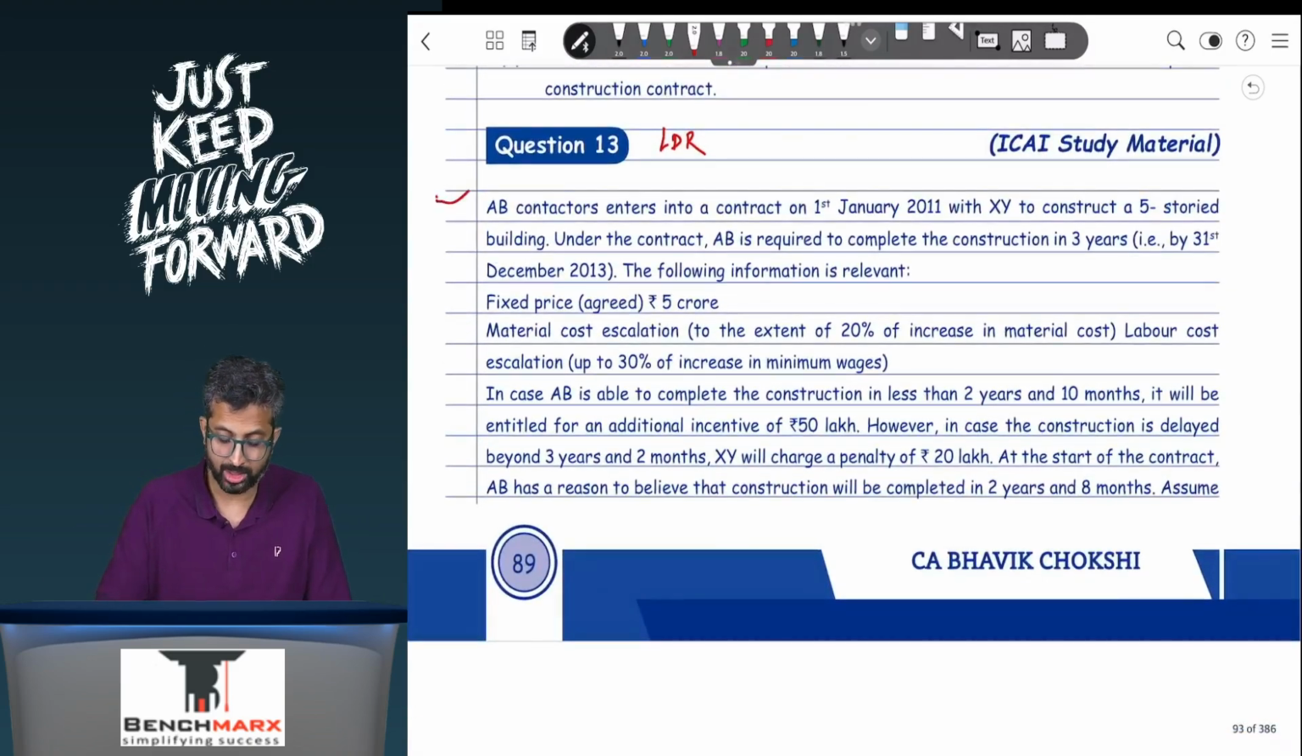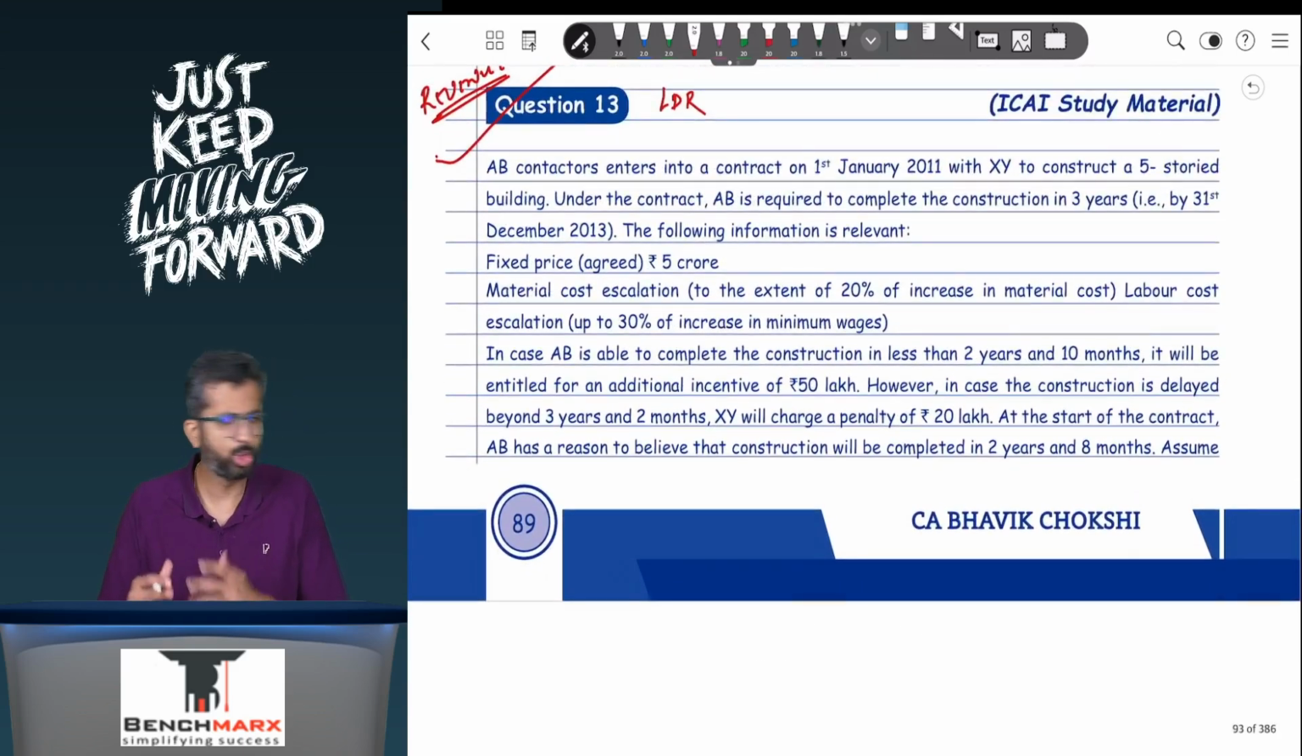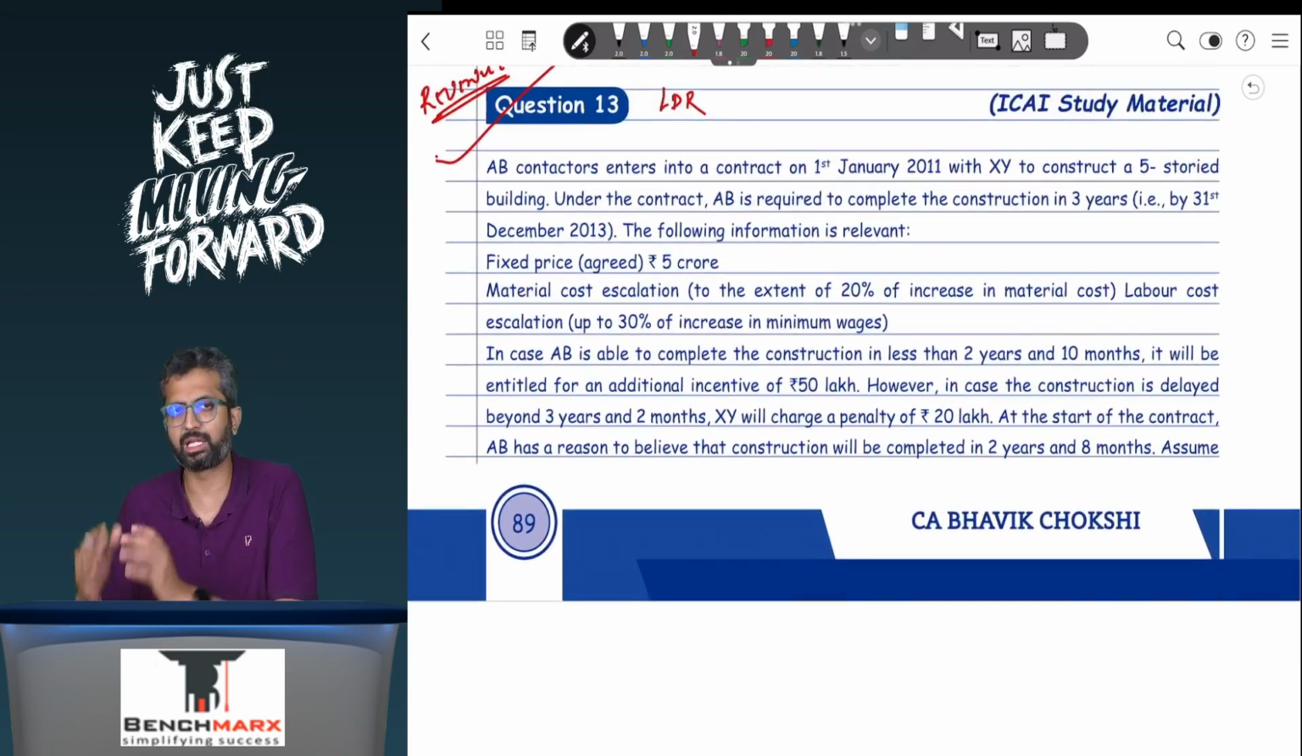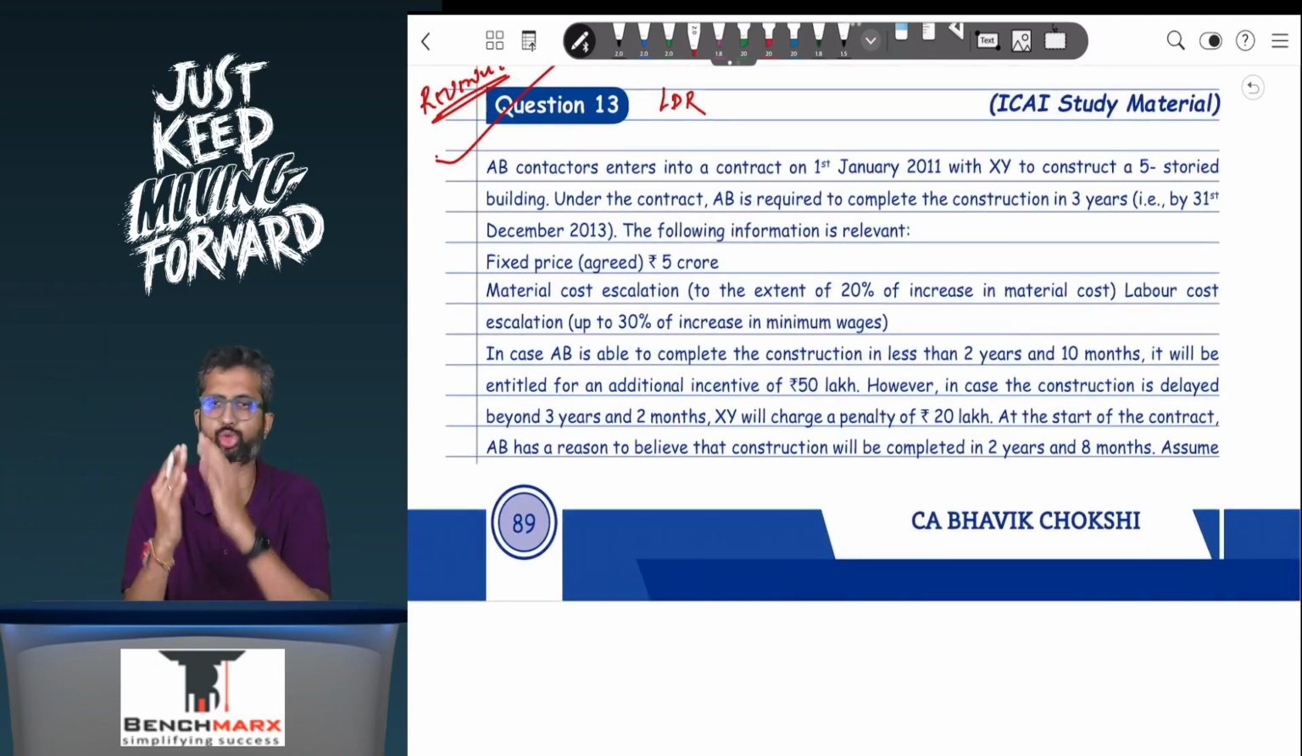Okay, then you go to question number 13. This is a good question pertaining to contract revenue. There are quite a few interesting adjustments over here to find the contract revenue. We can do it for each of the years. Institute has done it directly for the third year final revenue. We can actually show the working of estimate for each of the years, in my opinion.